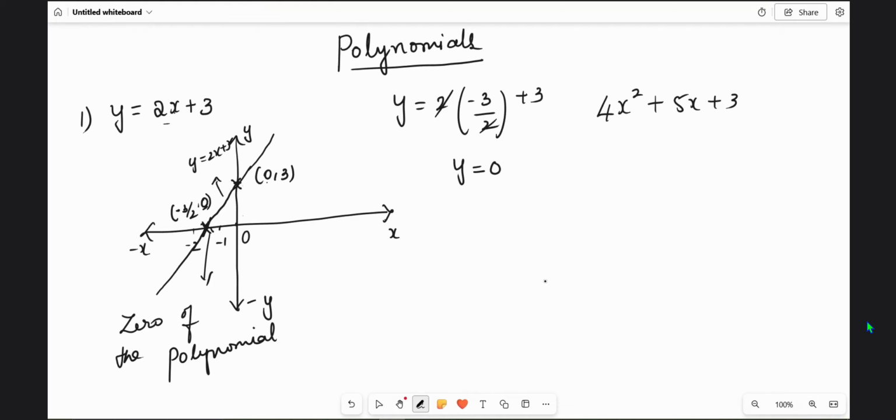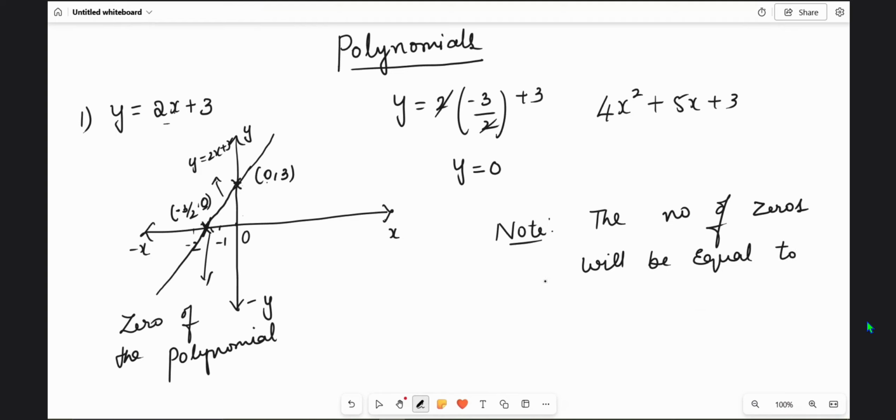If you want, you can write this as a hint note: the number of zeros will be equal to the degree of the polynomial.